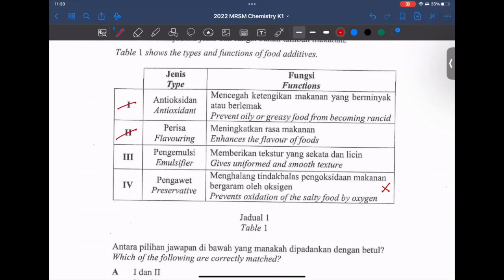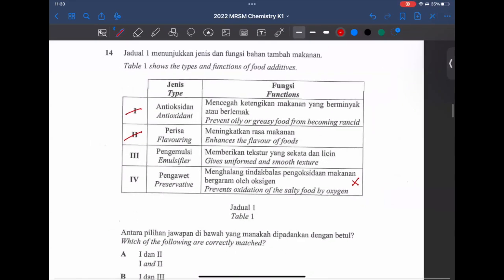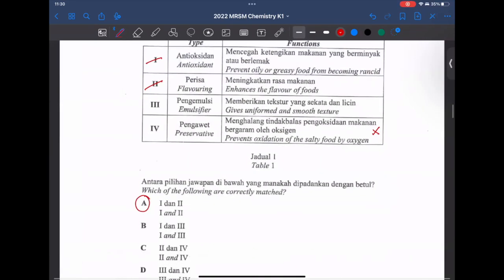Antioxidant is actually used to prevent oil from becoming rancid. And then after that, of course, flavoring agent is to enhance the flavor, like you said. So 1 and 2 is the best answer. So the answer is A.